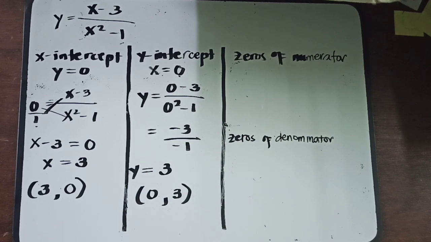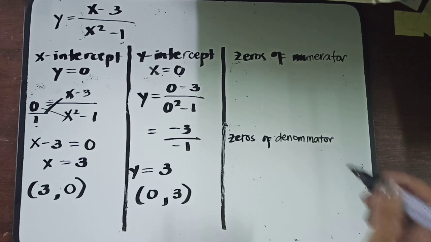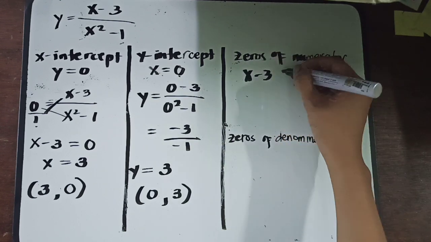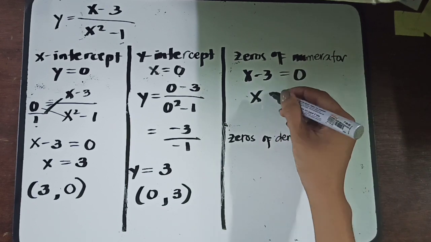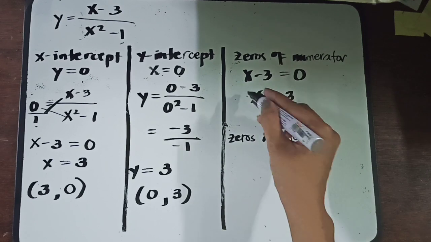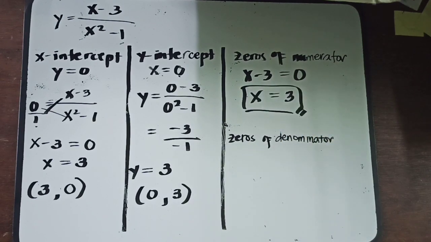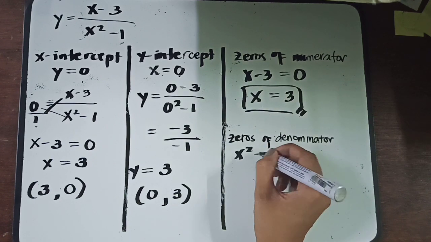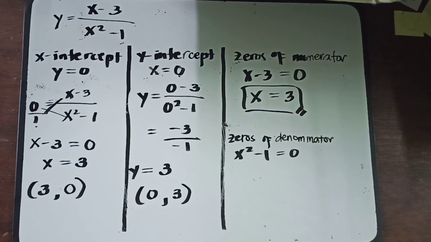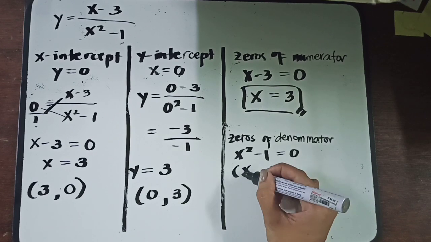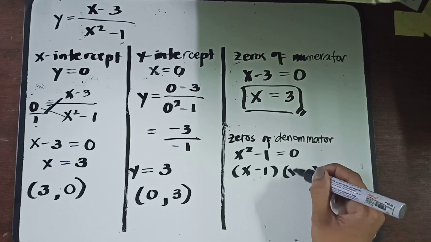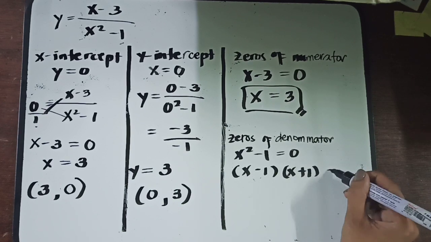So, the zeros of our numerator. So, kunin si numerator, x minus 3 equal to 0, and solve for the value of x. This negative 3 will become positive 3, and this is the zeros of our numerator. Zeros of our denominator, so we have x squared minus 1 is equal to 0. This x squared minus 1 ay pwede kong i-factor, and the factor of this binomial is x minus 1 and x plus 1. So that is equal to 0.